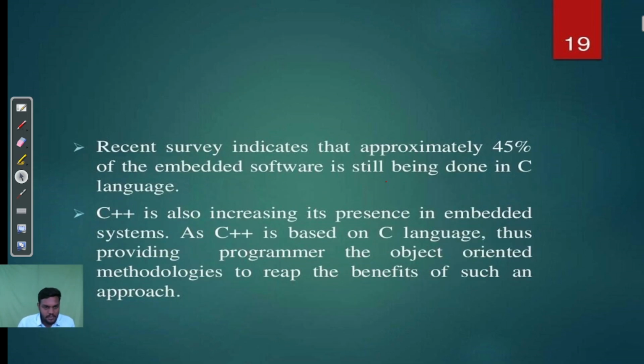A recent survey indicates that approximately 45 percent of embedded software is still being done in C only, and C++ is also increasing in presence in embedded systems. As C++ is based on C, it provides programmers the object-oriented methodologies to reap the benefits of such an approach. You must firstly learn about embedded C.